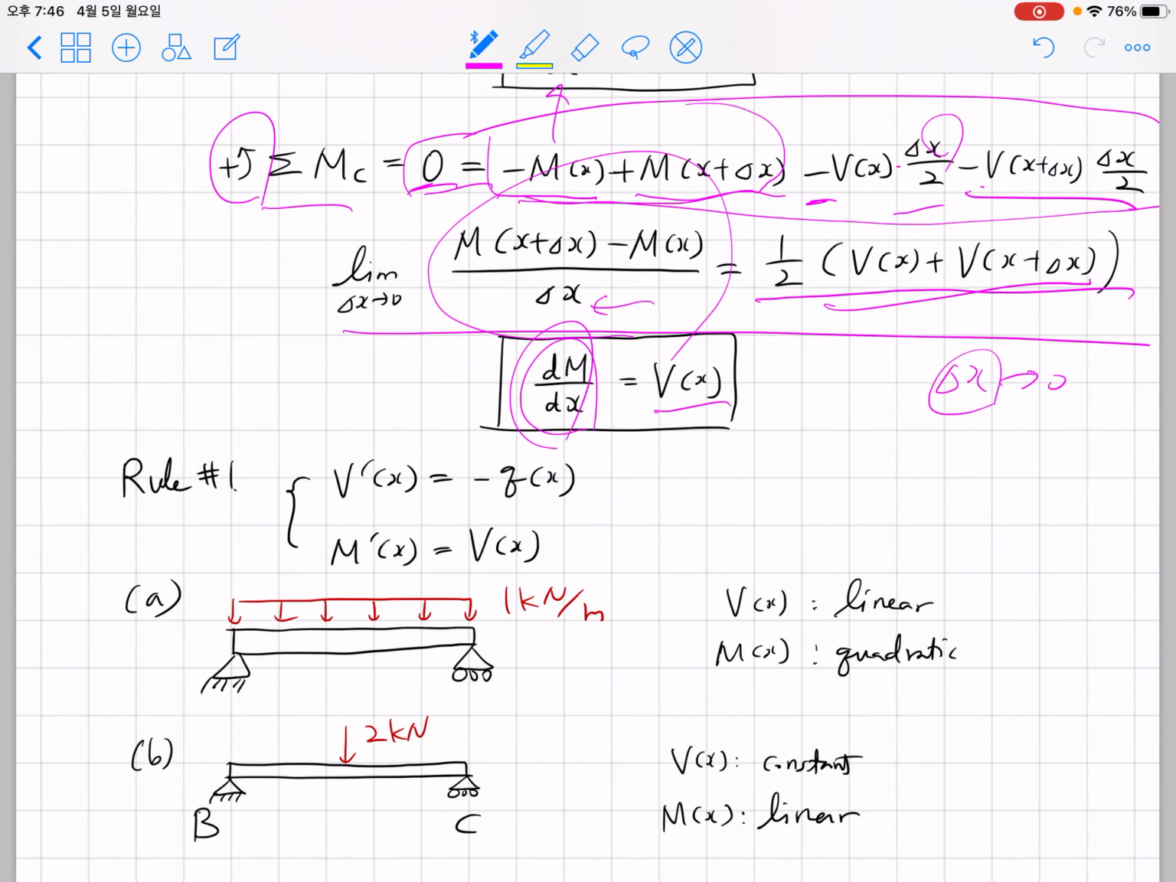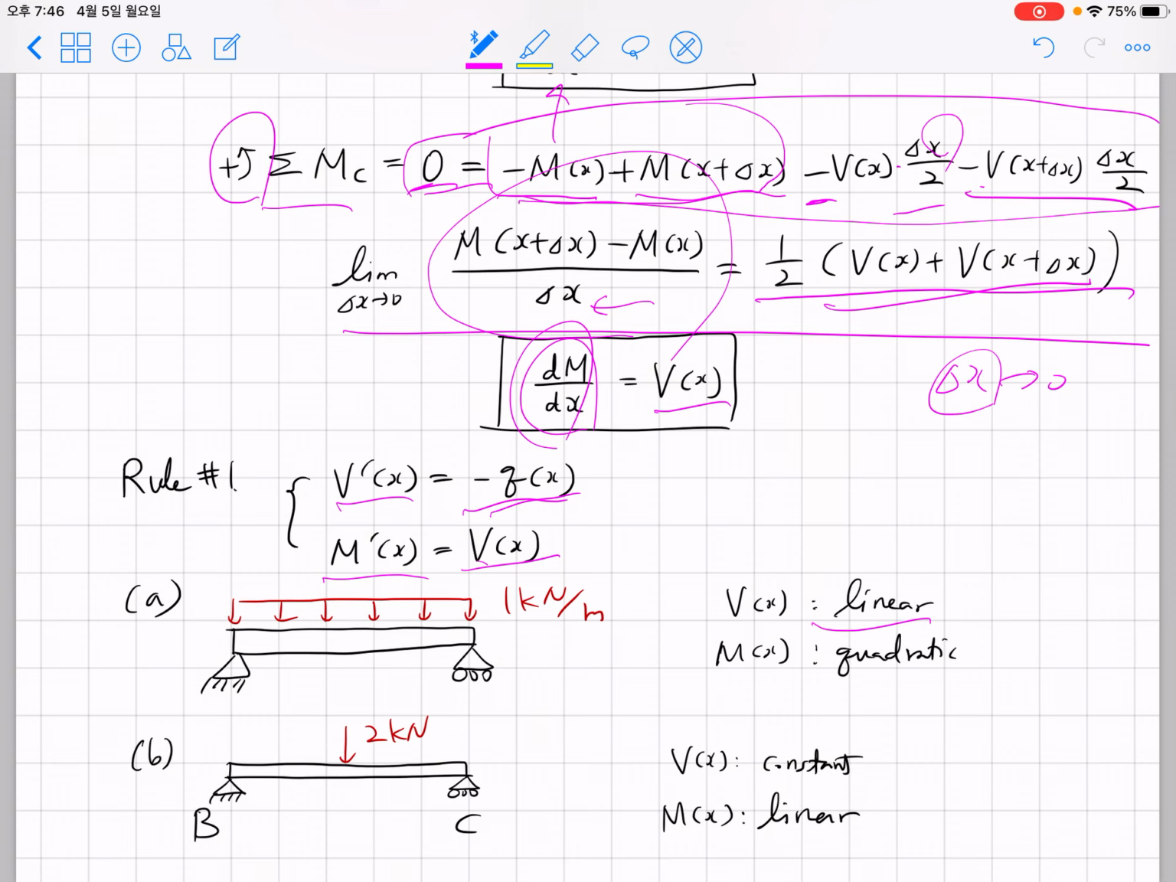So we can set rule 1, and rule 1 is about distributed loading qx. When you have a qx, the v prime, the slope of the v shear force diagram, must be the same as minus q, and the slope of the moment diagram must be the same as the shear force diagram v. Okay, and it was consistent with our intuition.